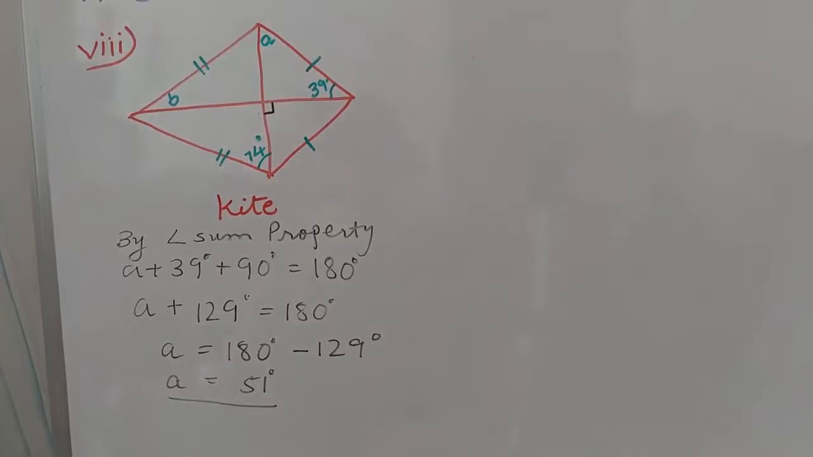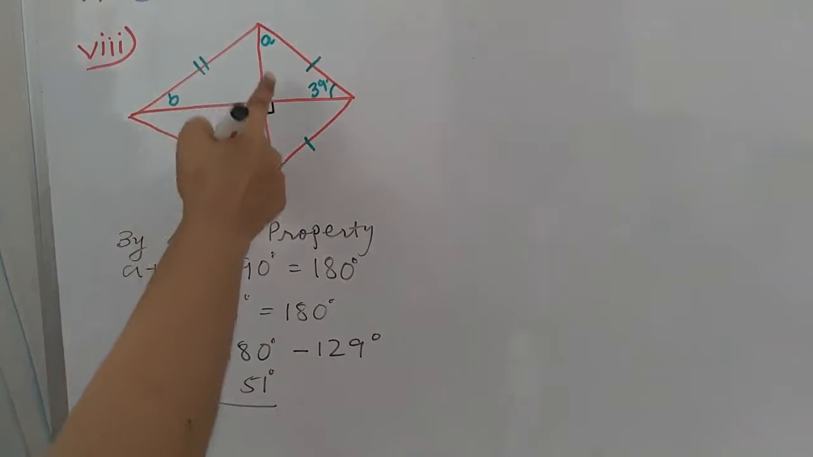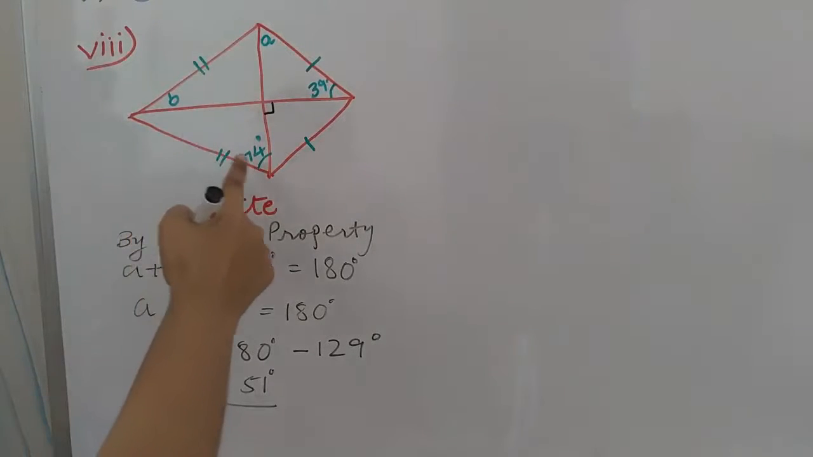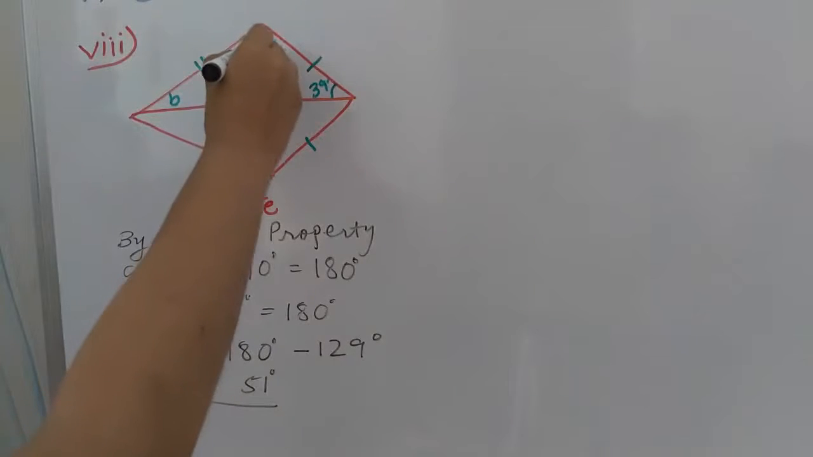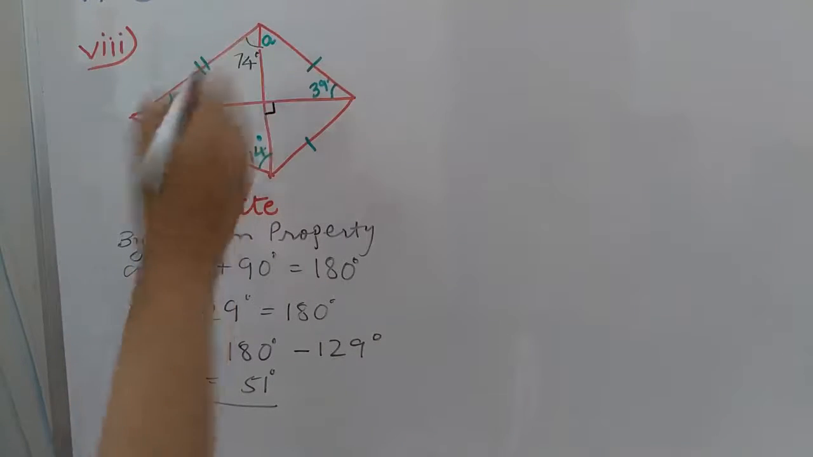Now we calculate the B value, which is drawn here. For that we have to just see the figure first. In the figure, these two sides are equal, meaning here is 74, so this will also become 74.